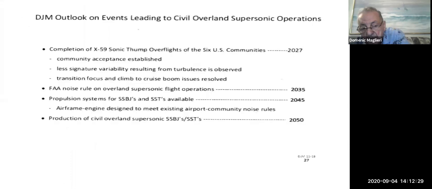I've often been asked, with all this in mind, when do you think we'll see overland supersonic flight? So I put together my chart. I make the assumption that they'll complete the X-59 study flights over these 6 communities by 2027. Let's assume we get community acceptance. But let's assume there's less signature variability from the turbulence and signatures. And let's assume that the transition focus and climb boom levels are resolved, so that we can make it.